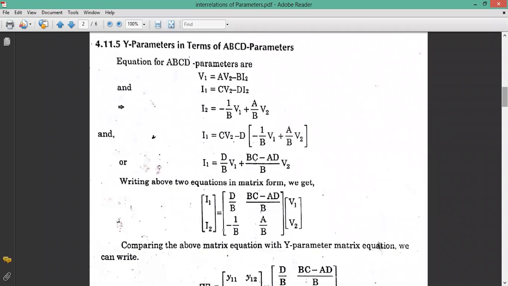Now you can remember again the ABCD parameter equations that came before, that is V1 is equal to AV2 minus BI2 and I1 is equal to CV2 minus DI2. But now in this case you will remember that in the y parameter the left hand side has I1 I2, whereas in the z parameter the left hand side has V1 V2. Now in this case you have to arrange these ABCD equations in such a way that I1 I2 form on the left hand side.